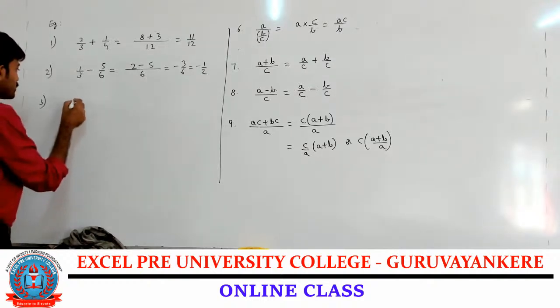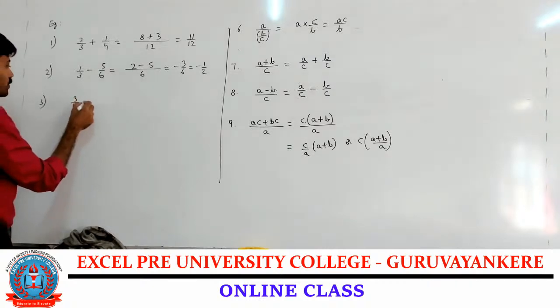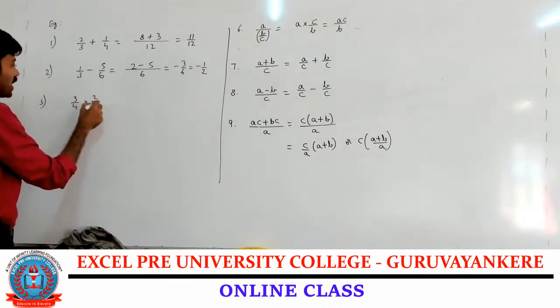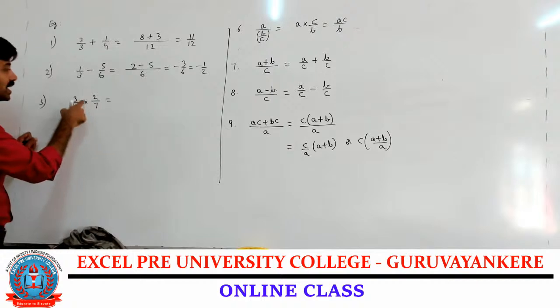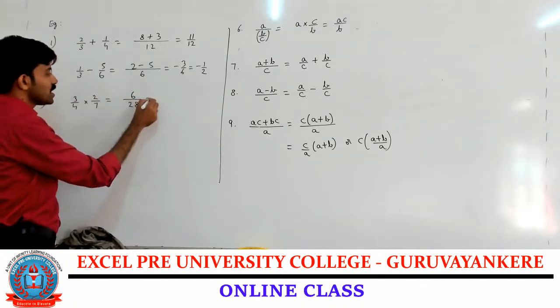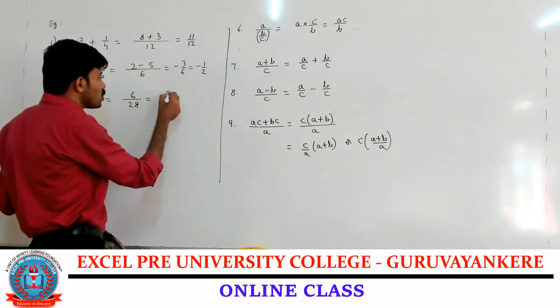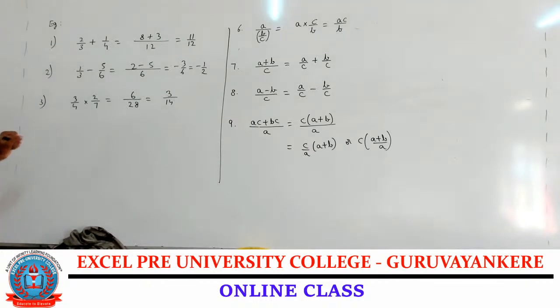Next one, we have 3 by 4 into 2 by 7. Multiplying the two fractions, multiply numerator to numerator. 3 into 2 is 6. 4 into 7 is 28. We can simplify this as 2 3s are 6, 2 14s are 28, correct? 3 by 14 is the simplest form of this.